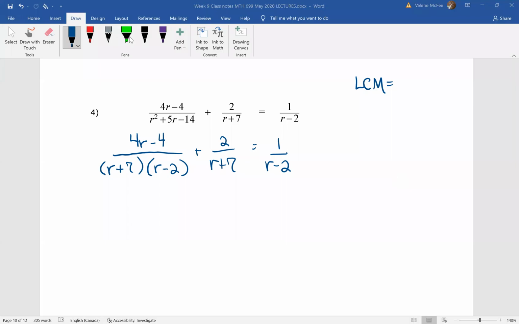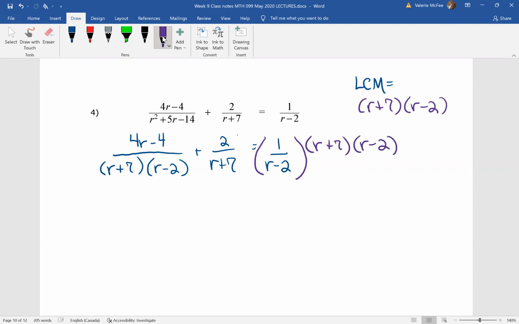When we look at our expressions, we see that this first expression needs r plus 7 and r minus 2. The second expression needs r plus 7. We already have it. The third expression needs r minus 2. We already have that one as well. So the lowest common multiple of these denominators is r plus 7 times r minus 2. We're going to multiply both sides of the equation by r plus 7 and r minus 2.